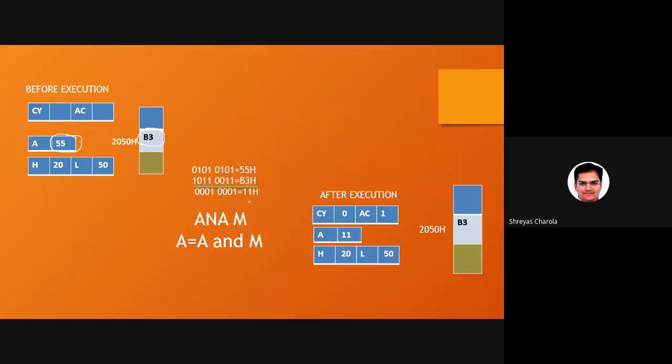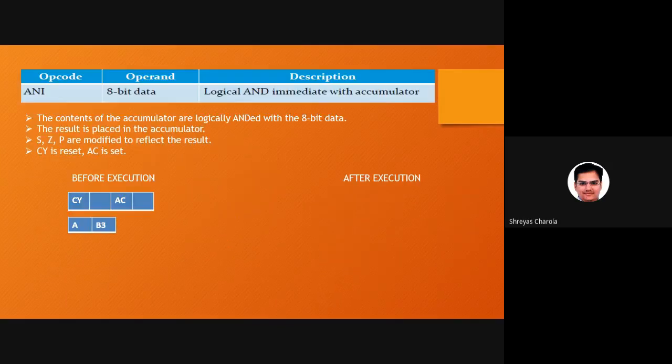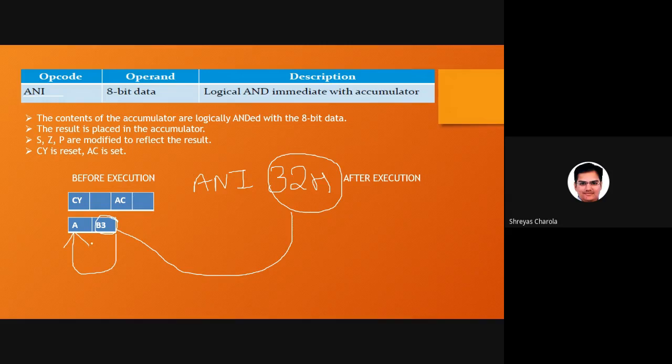Okay, the answer is 11H. So Jaishankar, you can see over here what AND operation is performed. Similarly, suppose I don't want to use a register or memory location, and I want to use an immediate user-defined data. Suppose I write ANI 32H. That means this is user-defined data that will be ANDed with B3, and the answer will be stored again in B3 only. So let's consider this ANI.